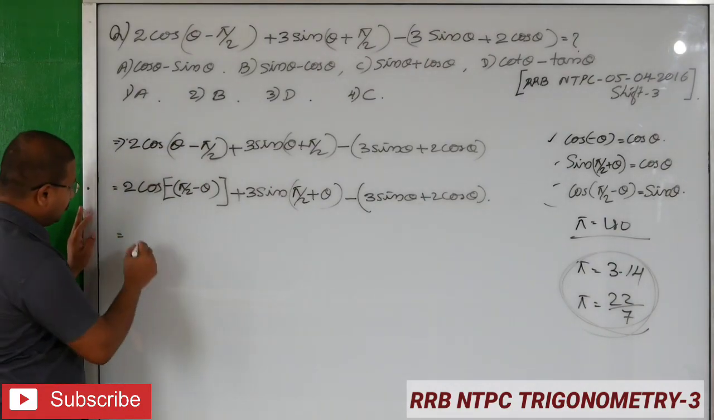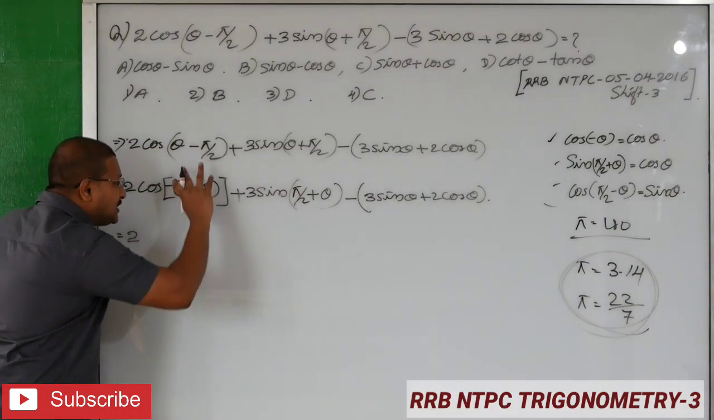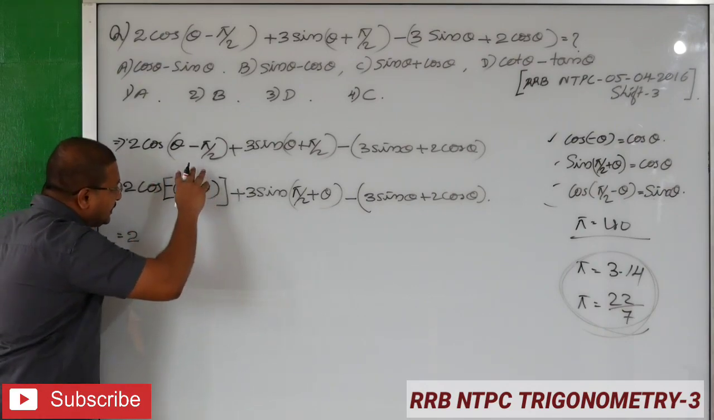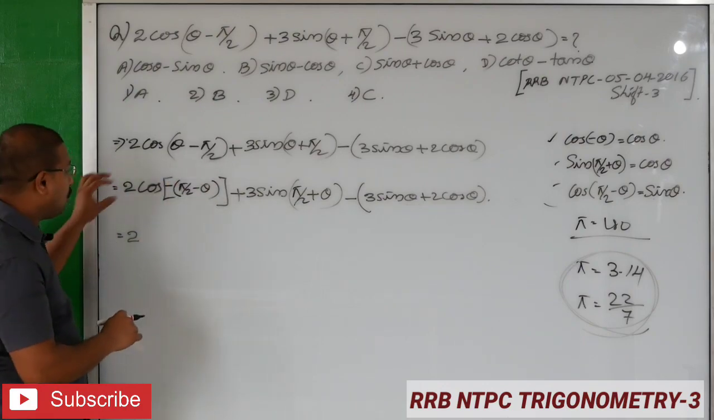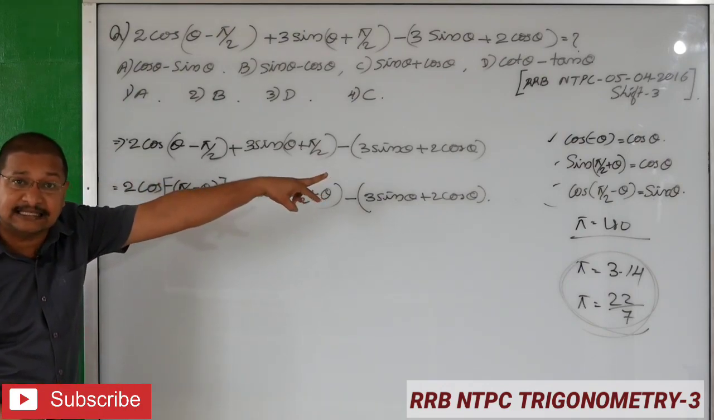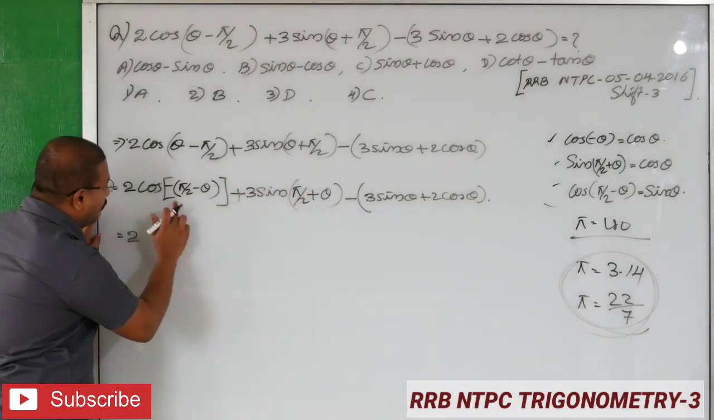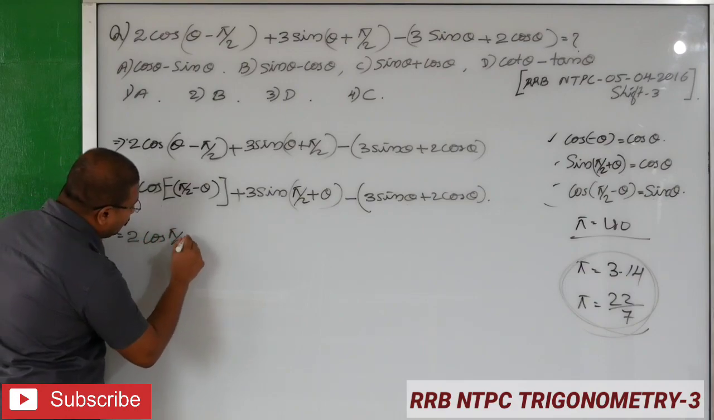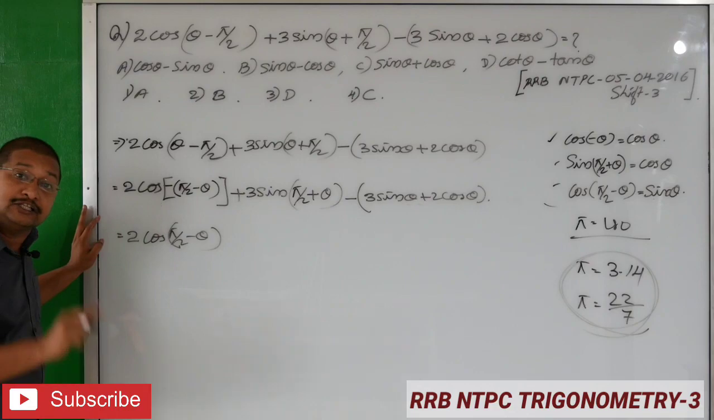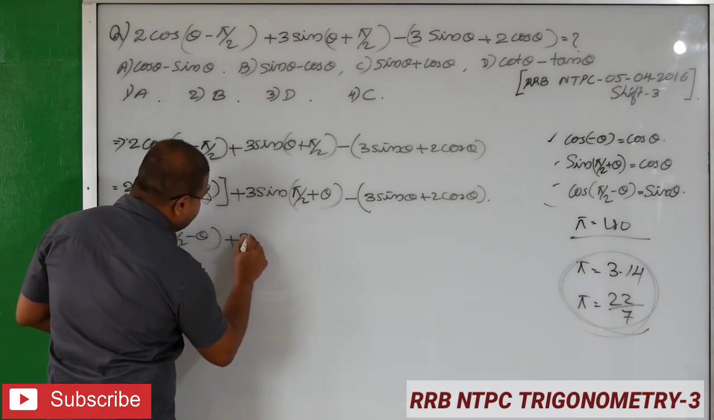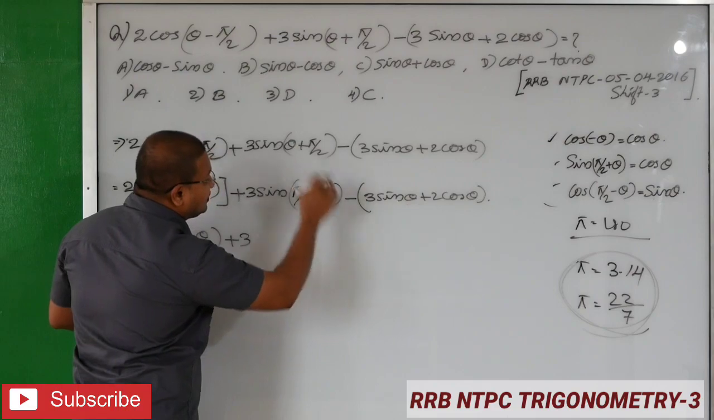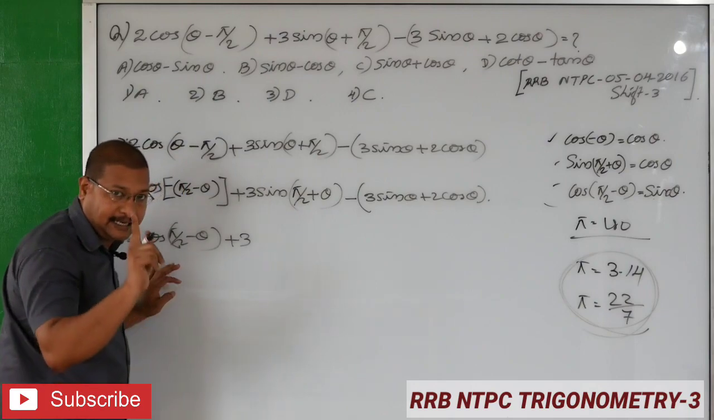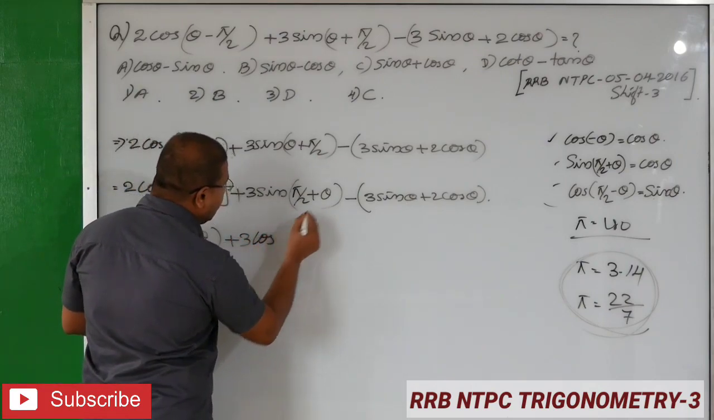Equals 2 cos minus theta. In place of theta, the entire term, what is that? Pi by 2 minus theta. This one we take as theta. So cos minus theta is cos theta. That means you will write cos pi by 2 minus theta. Cos minus theta is cos theta, plus 3 into sin 90 plus theta, otherwise sin pi by 2 plus theta. Sin pi by 2 plus theta is cos theta. That means cos theta.